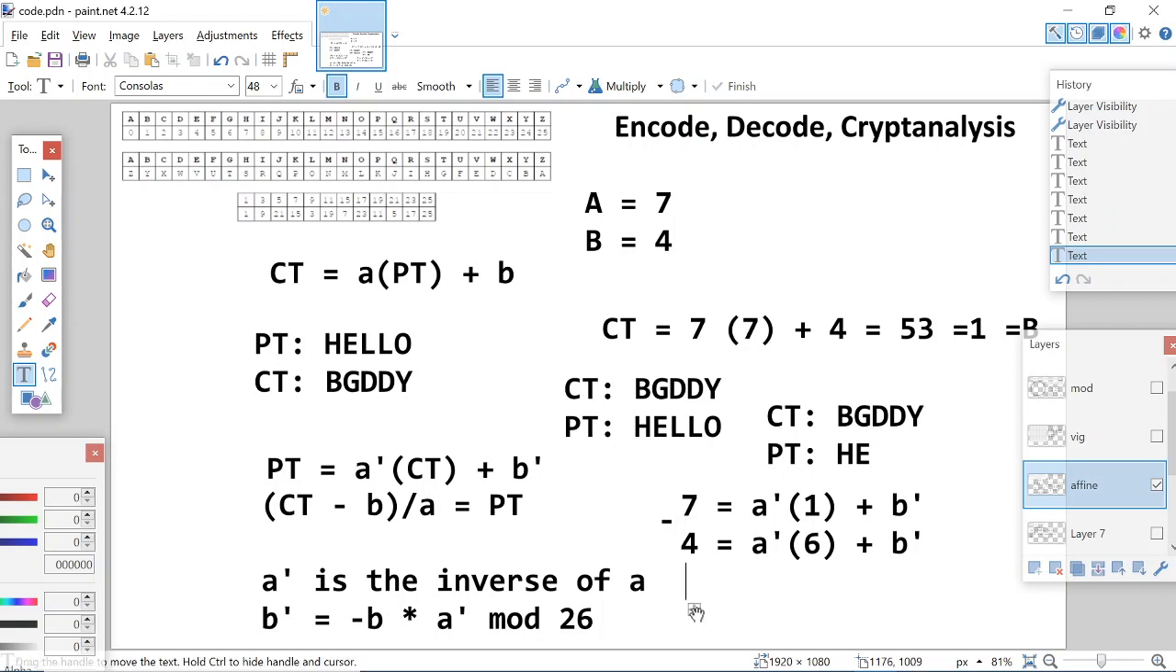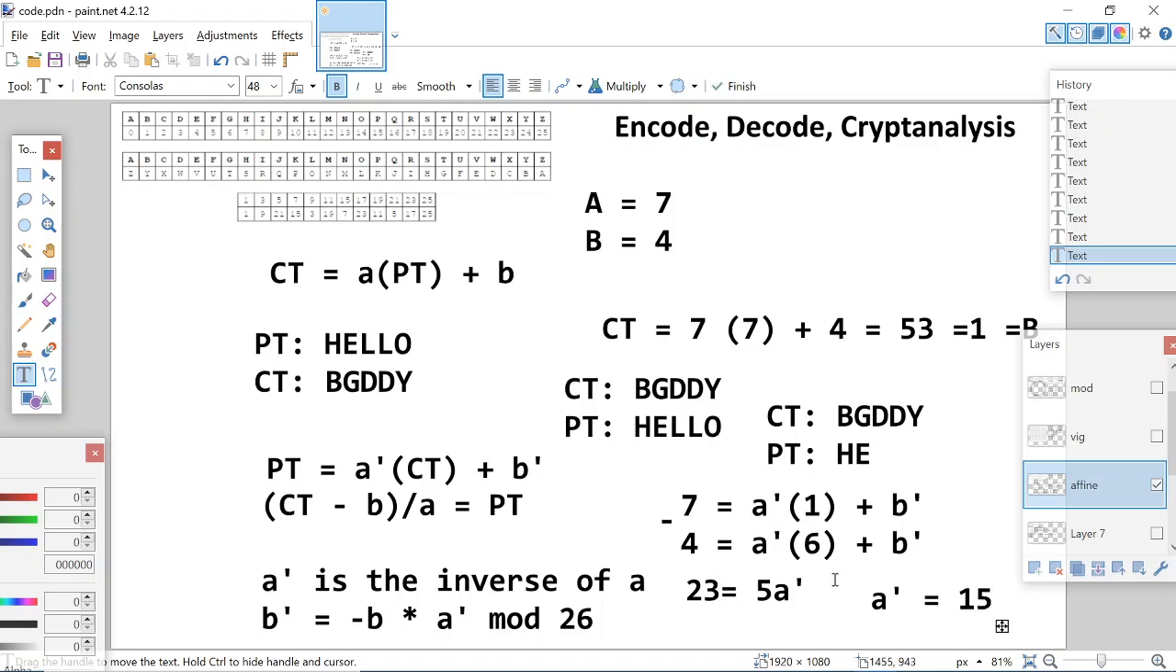You get 3 equals negative 5 A prime. I don't like this. Whatever. So in this case, I'm just going to change that to 5, and this one negative 3, because I can make negative 3 into 23. I get 23 equals 5 A prime. Then, instead of dividing by 5, I multiply by 21, so 23 times 21, divided by 26, subtract the whole number, times 26 again, 15. So yes, A prime equals 15.